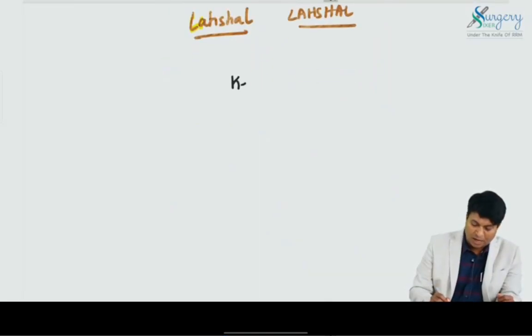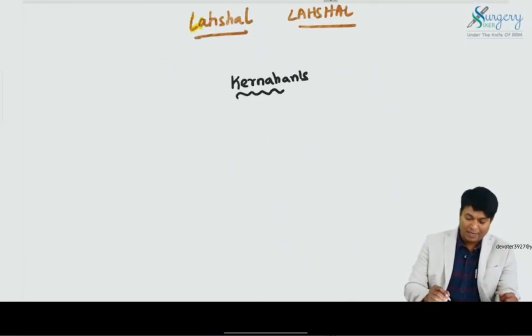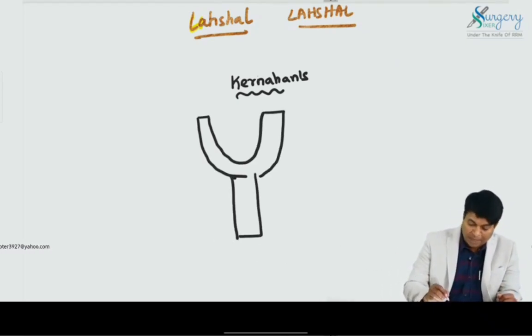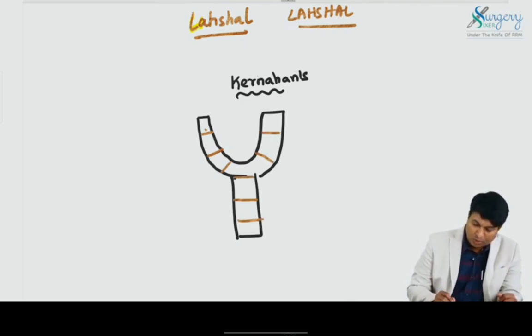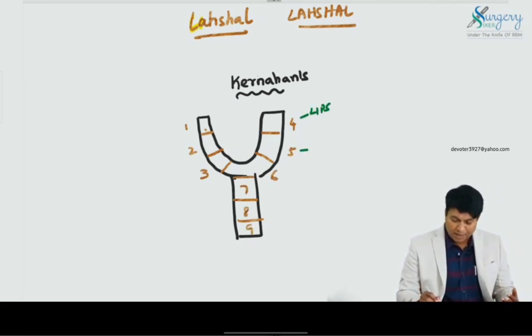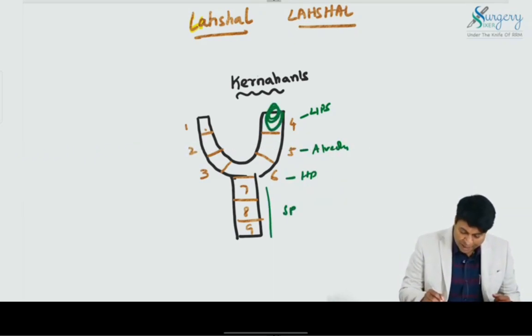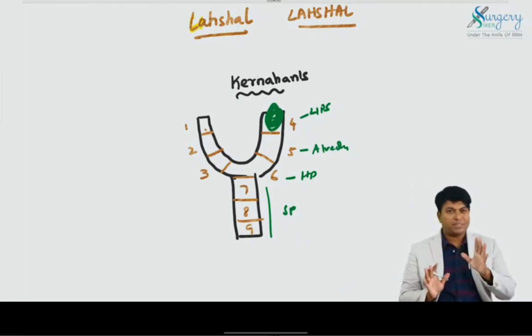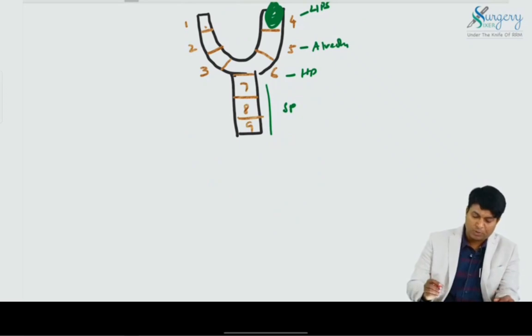One more is Kernahan's classification of cleft lip and cleft palate. In this, we draw the diagram like this, and numbering from 1 to 9 is given. Based on these numbers, 1 and 4 stand for lips, 5 stands for alveolus, 6 stands for hard palate, and 7, 8, and 9 stand for soft palate. If I say 4, it means an isolated cleft lip on the left side. So Kernahan's is another classification, not asked for PG exams, just remember the name. Now comes a very important point.